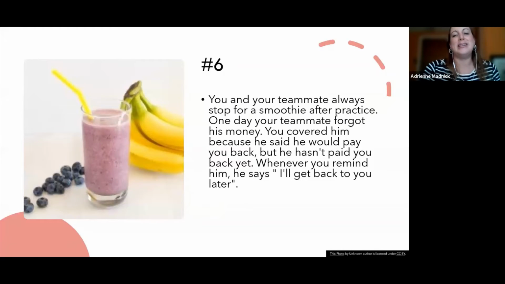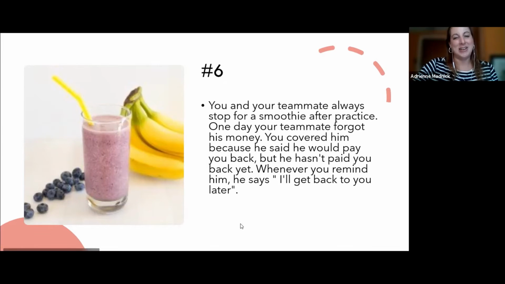You and your teammate always stop for a smoothie after practice. One day, your teammate forgot his money. You covered him because he said he would pay you back, but he hasn't paid you back yet. Whenever you remind him, he says, I'll get back to you later. So what's left? What do we have as far as, yes, avoiding it. Unfortunately, this is an avoid it kind of moment.